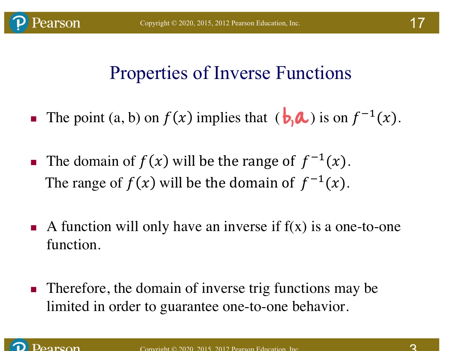Also, what switches are the domain and range. We talked about that on your quiz. The domain of f becomes the range of f inverse, and the range of f becomes the domain of f inverse. And a function will only have an inverse if it passes both the vertical and the horizontal line tests. Okay, so all those things are true about inverses.